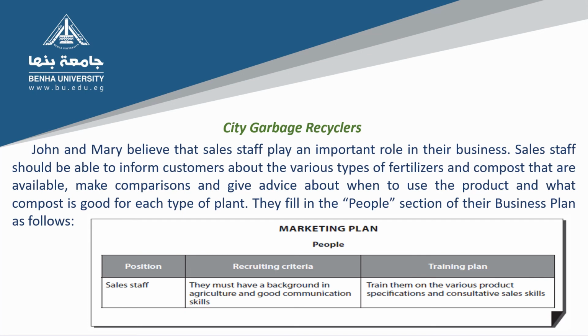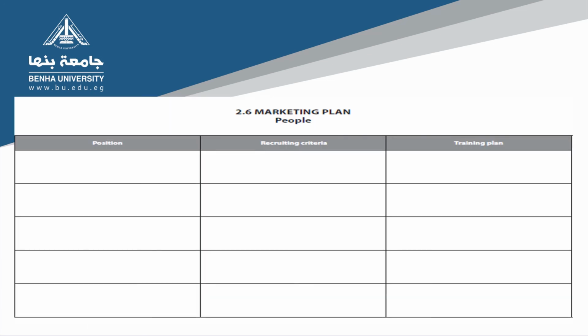As you see, they make a table that consists of 3 columns. The first column represents the position they need. The second column represents the recruiting criteria. The third column represents the training plan for the sales staff. Now, back to your business plan book, you will find the same table regarding people as in the example.